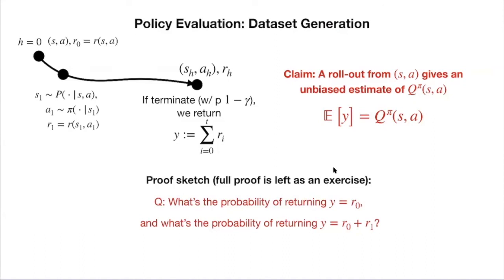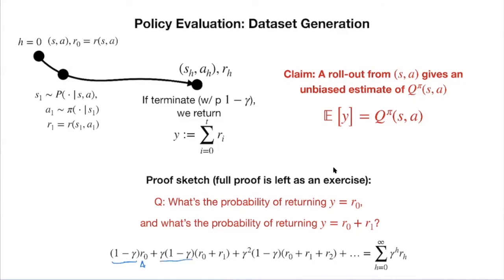Yes. So now you can see that there are many events, and for each event you can calculate the probability, and each event corresponds to a return value. In other words, we can just write out the expectation. This is the probability that we terminate at h equal to 0, and this is the value we return if this happens. This is the probability that we terminate at the next time step.